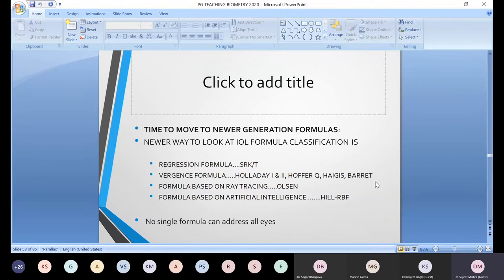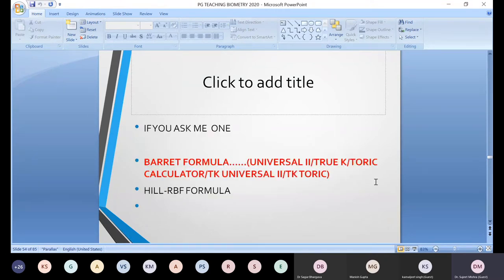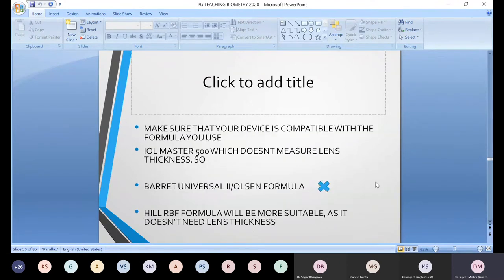Why are so many formulas needed? Because not a single formula can address all the issues. But if you ask me for one, I will say Barrett, because Barrett is not a single formula. It has evolved into a bouquet of formulas, which includes Universal 2, True K, toric calculator, TK Universal 2, and TK Toric. After that, if you ask me for one, then Hill RBF is evolving strongly. Now, make sure that your device is compatible with the formula you use.